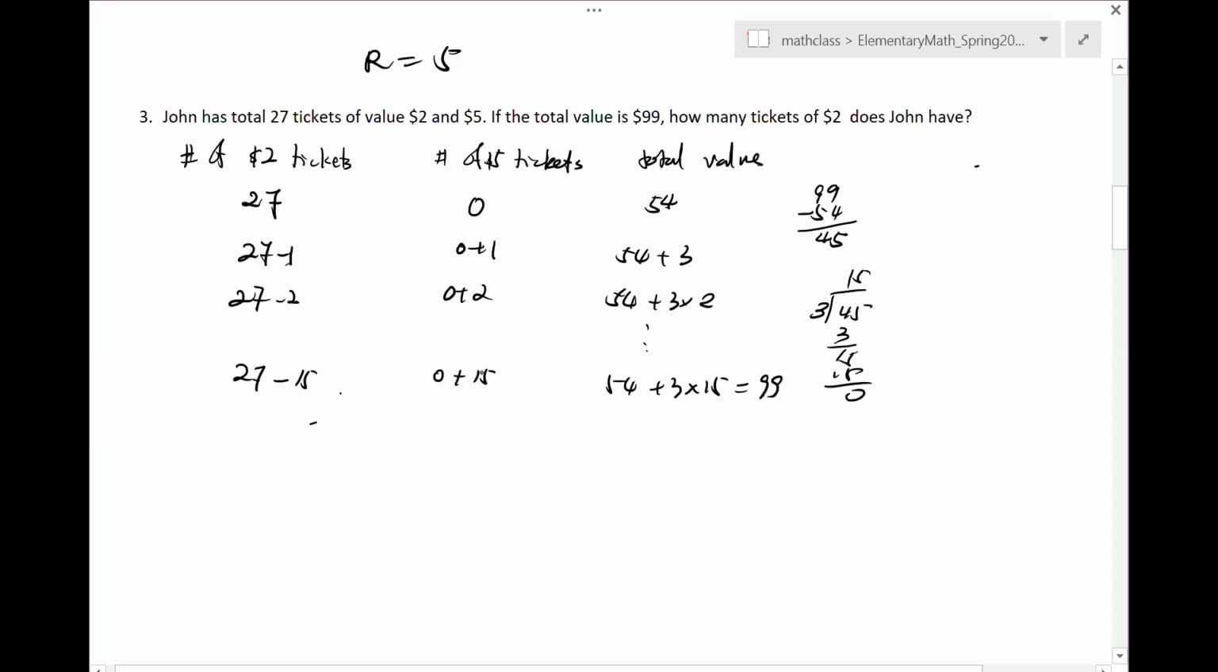So the question is how many $2 tickets does John have? Okay, now it's clear, so this will be 12, okay? So there are 12 $2 tickets, okay? The 12 $2 tickets.